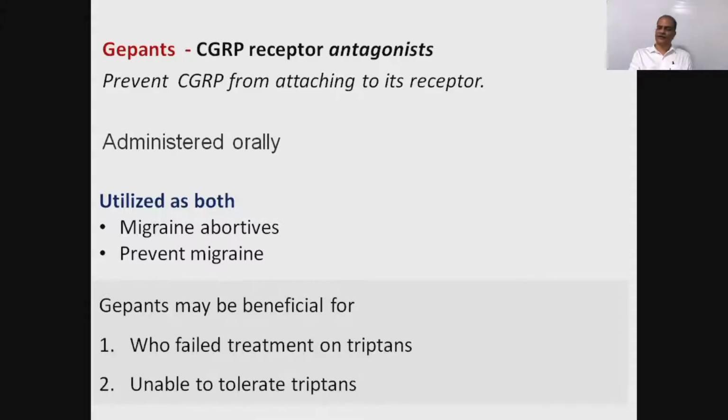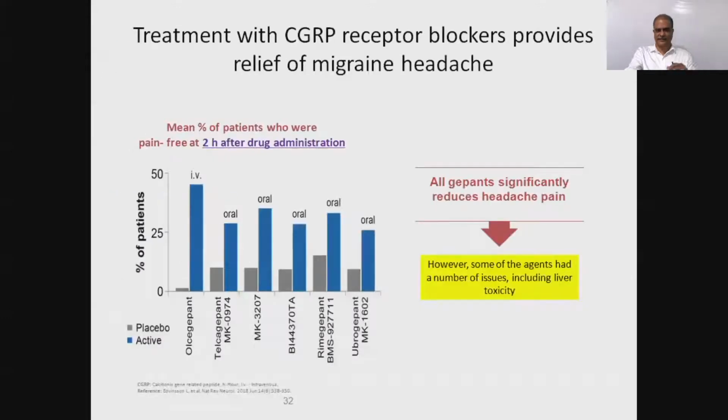It is usually used in patients who don't tolerate triptans. Suppose a patient has a contraindication for triptans, then you can use it as an abortive measure. Trials have shown this drug works very well, but the only problem is there were some reports of hepatotoxicity with these agents.